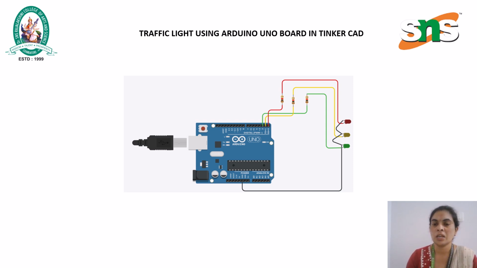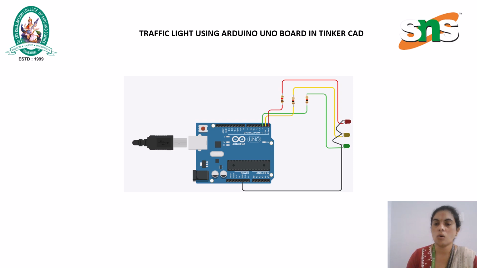So only then can we easily find out which point in the LED it is connected to. So this green, yellow, red, which is connected to the Arduino board, the values that are connected have to be mentioned in the coding part that we'll be seeing in the next slide.